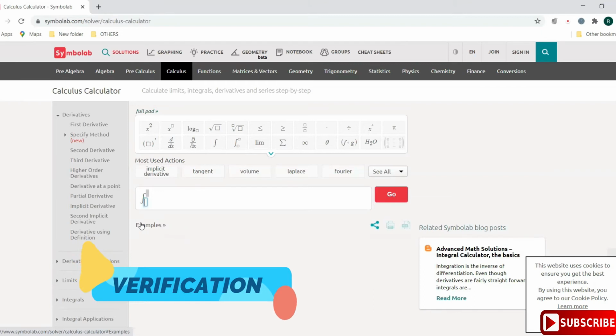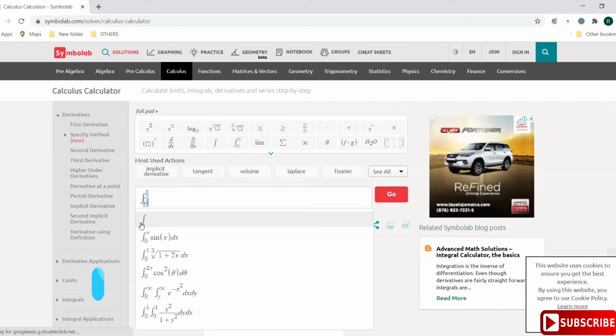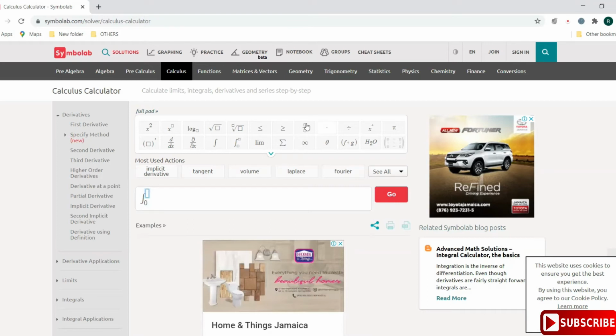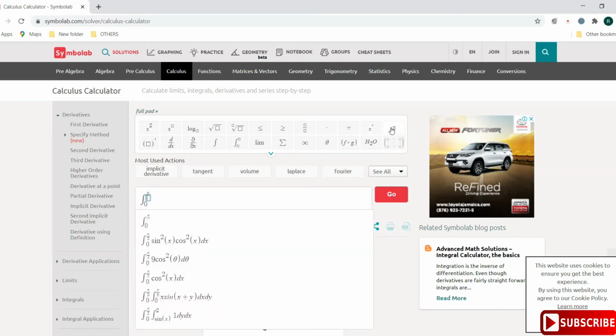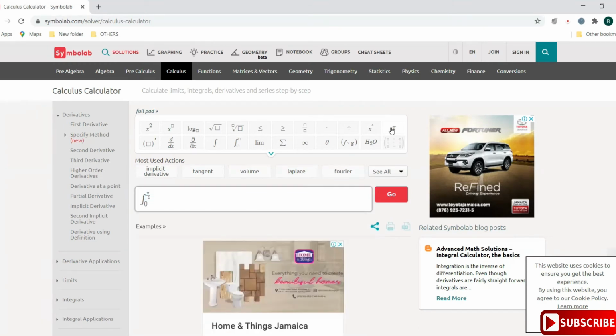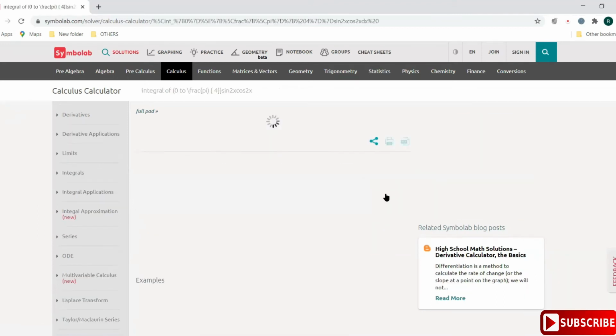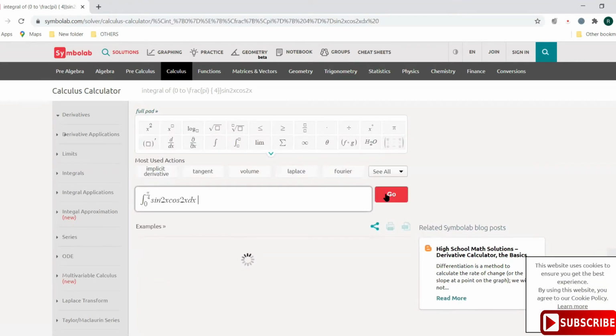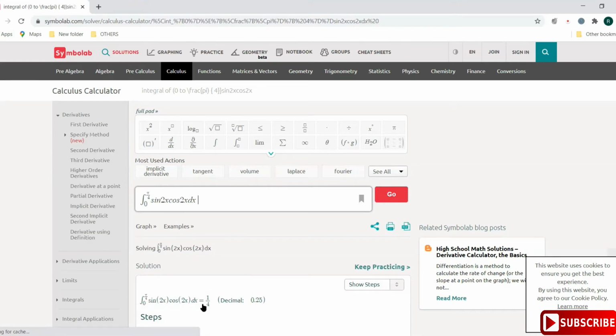The integral from 0 to pi over 4 of sine 2x cos 2x dx. You're going to get the quarter. So this is just a verified solution. It's always good when we get a verification of the solution. And there it is, we get our quarter.